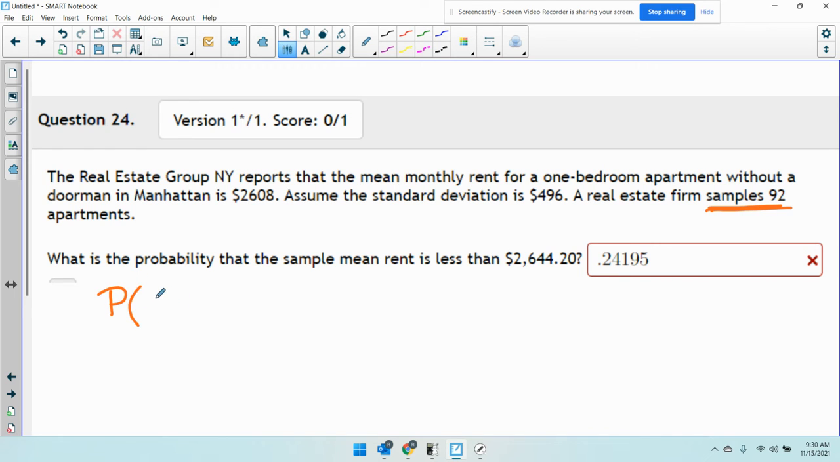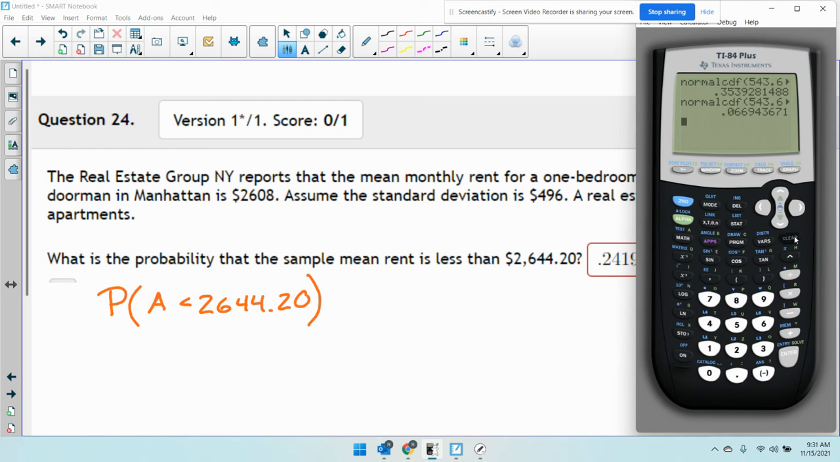2,644.20. So the thing we have to keep in mind is, since we're talking about a sample, we have to change our sigma. Distribution, normal CDF. The upper bound, we're looking for something being lower than that. So our upper bound is going to be 2,644.20. Our lower bound is going to be, I flipped them. The lower bound is going to be some really big negative number. Our upper bound will be 2,644.20.